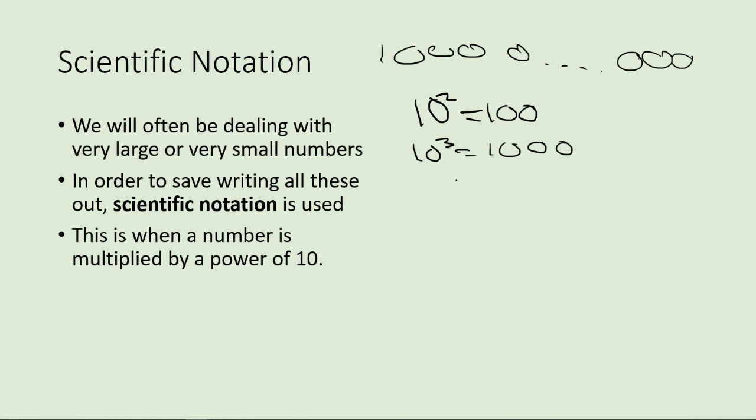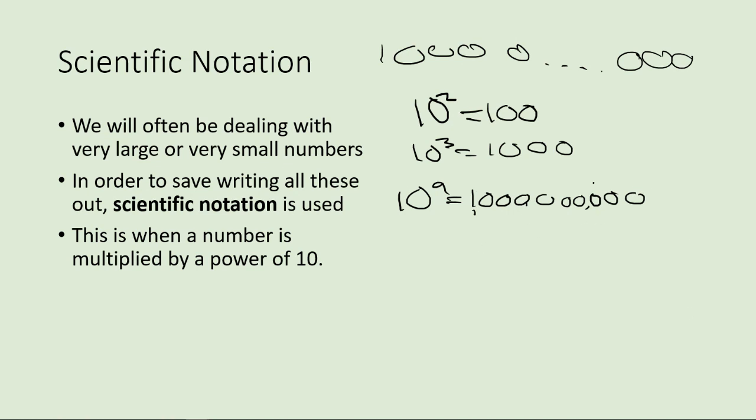When it's not too big, you're not really saving yourself that much time and space. 10 to the power of 3 is only one digit fewer than 1,000, but if we're thinking about 10 to the power of 9, that would be 10 followed by 9 zeros. So this is much easier to write than this.